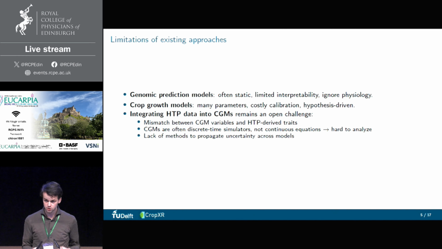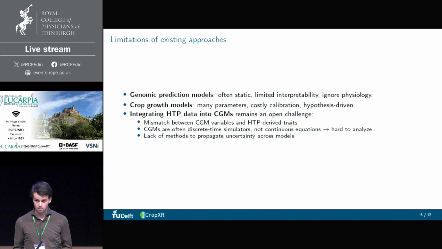We have genomic prediction models. Those are often static, although there also exist temporal approaches, as we just saw in the previous talk. But those have limited interpretability, so we don't know what is actually driving the genetic differences. And these ignore the physiology. And then we have crop models, which often have a lot of parameters and are hard to calibrate, especially with the high throughput phenotyping data that's collected nowadays.